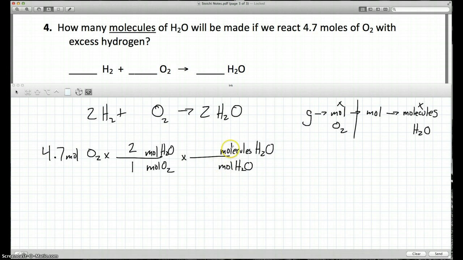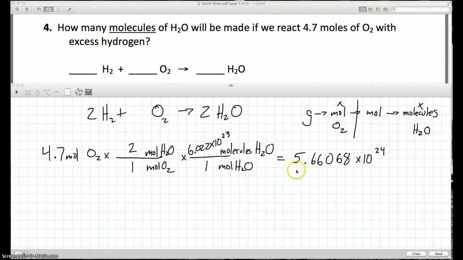Now, when moles is with grams or molecules or liters or atoms, mole is always 1. It's just when moles and moles are together, there's something else. You look at your balanced equation for them. Any other case, mole is always 1. So molecules, if I look back in my notes, I'm going to use Avogadro's number. So I'll do 4.7 times 2 divided by 1 times 6.022 times 10 to the 23 divided by 1, and that'll give me my answer.